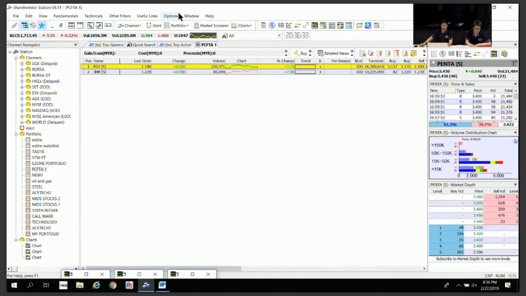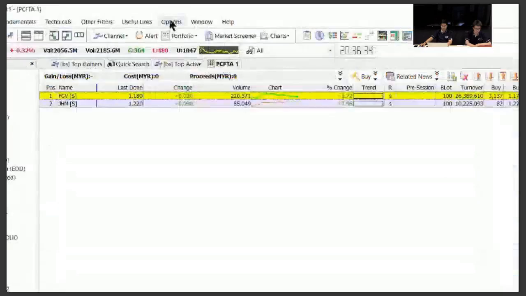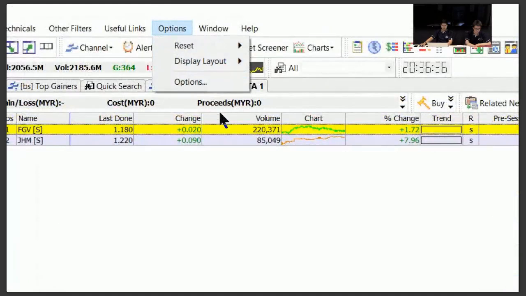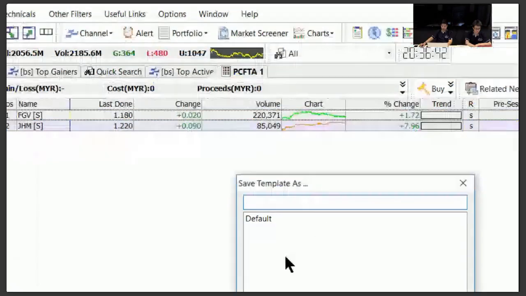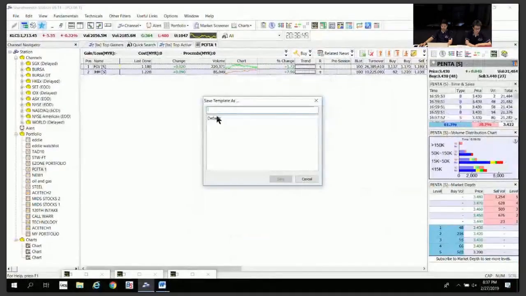After this, you click on options, display layout, save as, and then click on default and save and overwrite or save, okay.